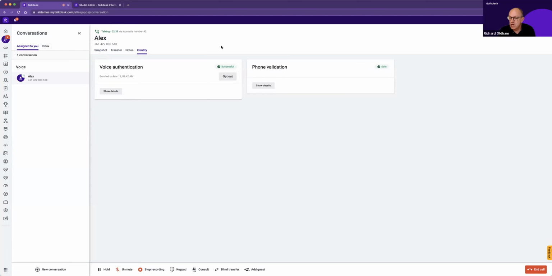So perhaps the first time I'd call my bank, they would ask me, hey, Richard, would you like to enroll in our voice authentication? That way in future calls, we'll be able to quickly authenticate you and get the best support for your particular requirement. Or you make it far more personalized. So that's voice authentication.